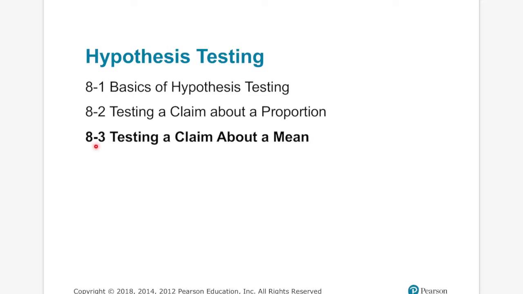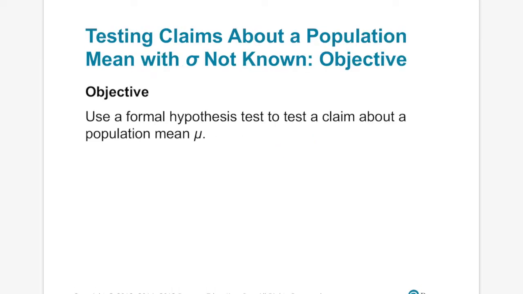Section 8.3. Testing a claim about a mean. In this section, we are going to use a hypothesis test for population mean, which is mu. The objective for this section is to use a formal hypothesis test to test a claim about population mean, which is mu.